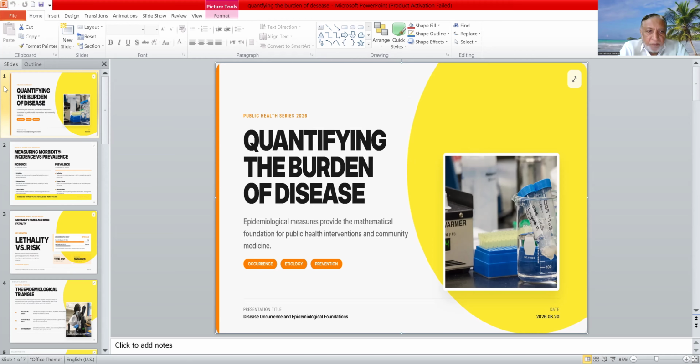So this is quantifying the burden of disease, or measures of disease occurrence, you can say. In other words, it is basically an epidemiological field, and it provides a mathematical foundation for public health intervention and community medicine. And we can divide it into occurrence, etiology, prevention, and so on and so forth. So let us go further.